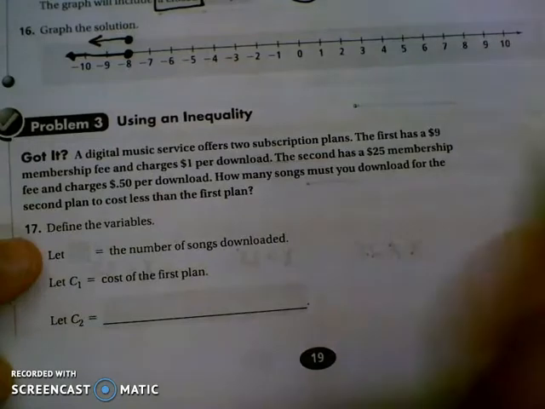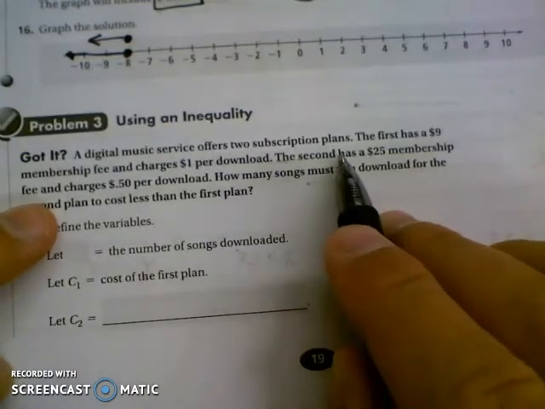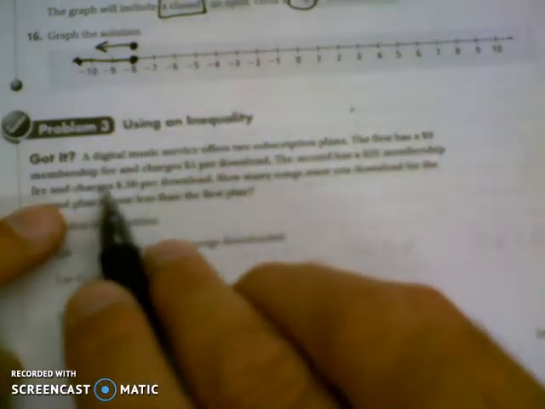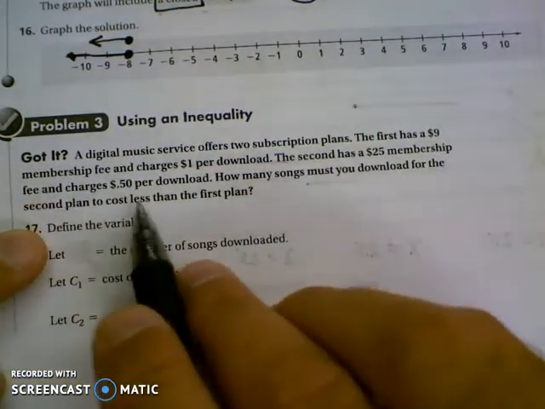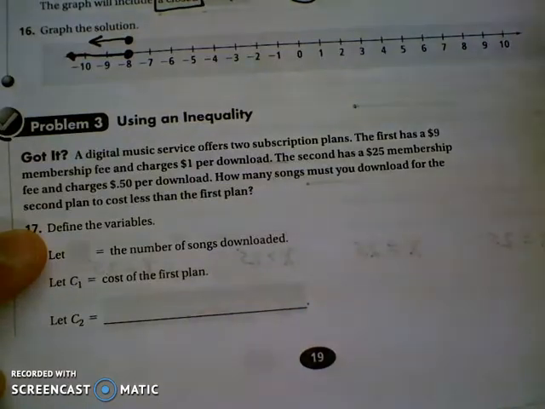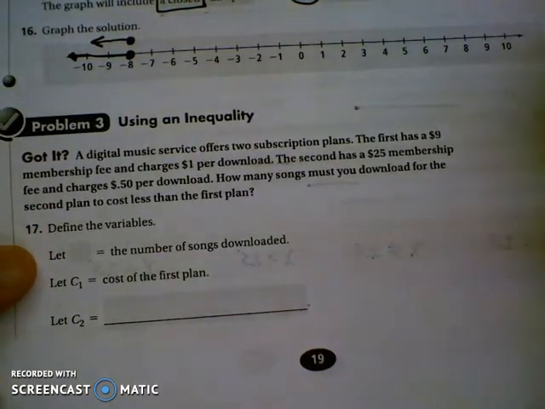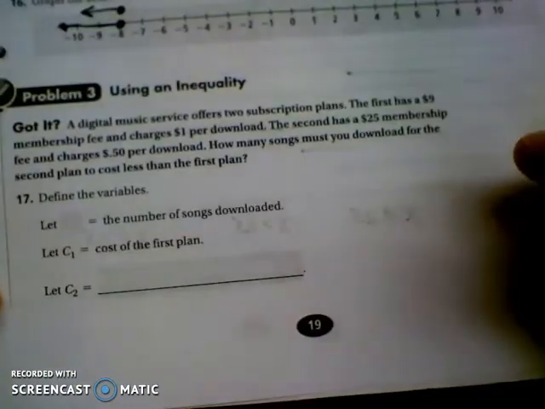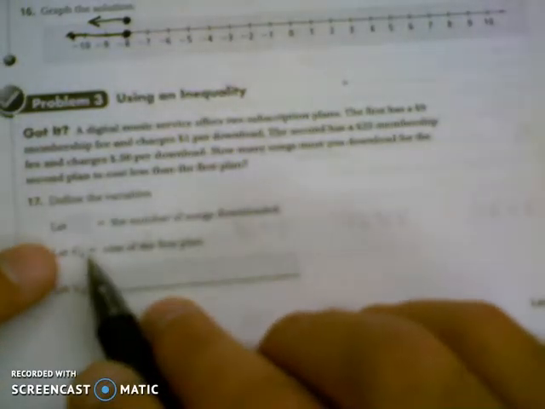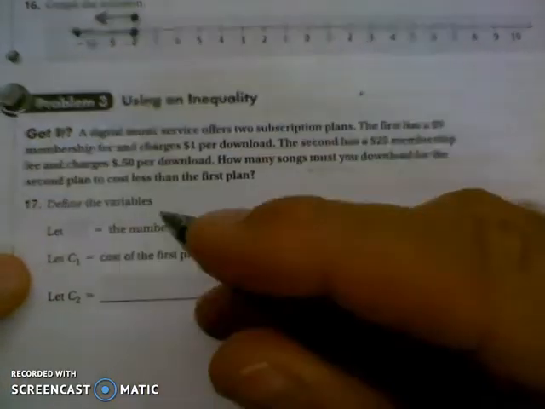Got it. A digital music service offers 2 subscription plans. The first has $9 membership fee and charges $1 per download. The second has a $25 membership fee and charges 50 cents per download. How many songs must you download for the second plan to cost less than the first plan? And so, right now we're just going to worry about trying to figure out how to set this up. We're not going to solve it.